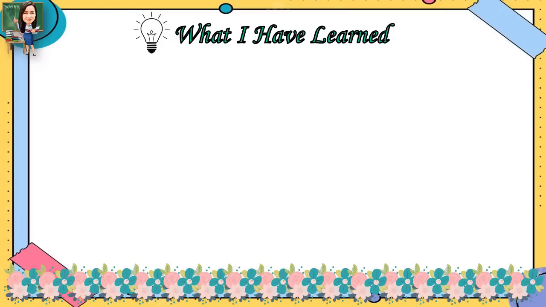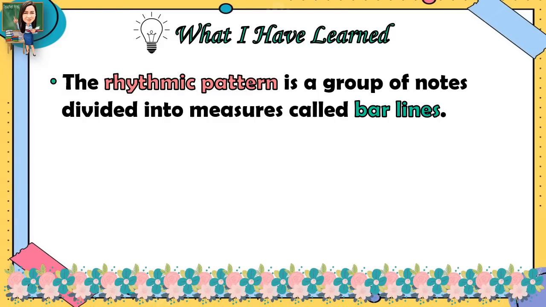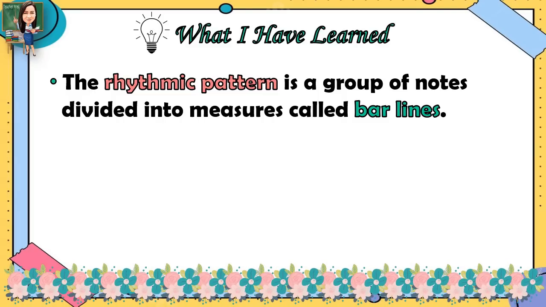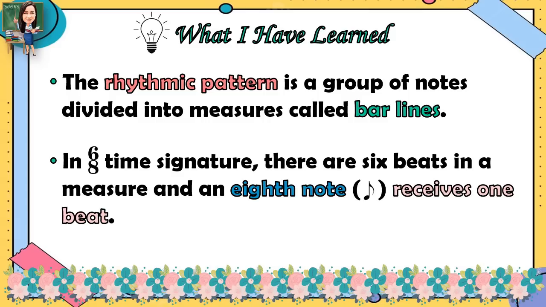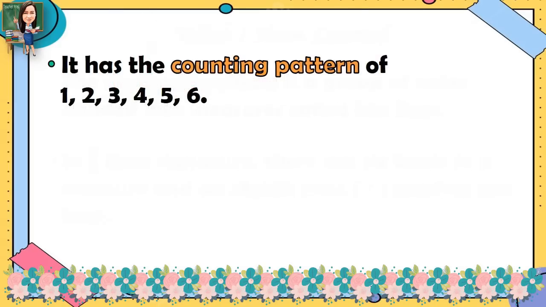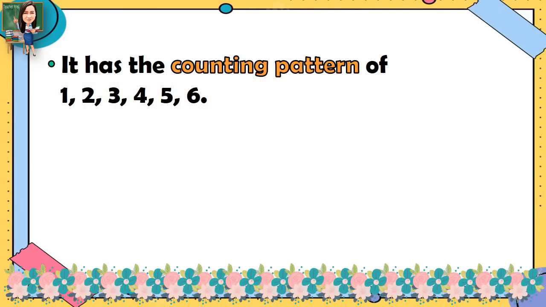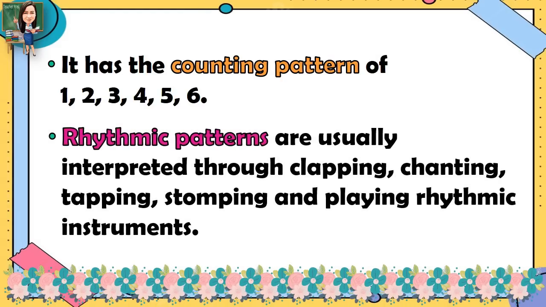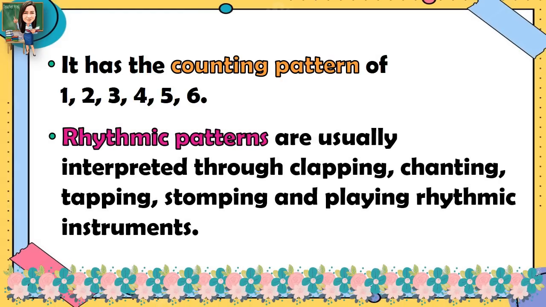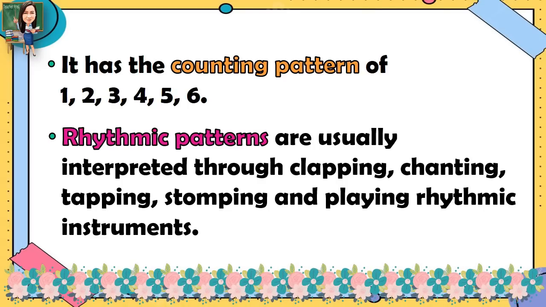What I have learned. The rhythmic pattern is a group of notes divided into measures by bar lines. In 6/8 time signature, there are 6 beats in a measure and an eighth note receives 1 beat. It has the counting pattern of 1, 2, 3, 4, 5, 6. Rhythmic patterns are usually interpreted through clapping, chanting, tapping, stomping, and playing rhythmic instruments.